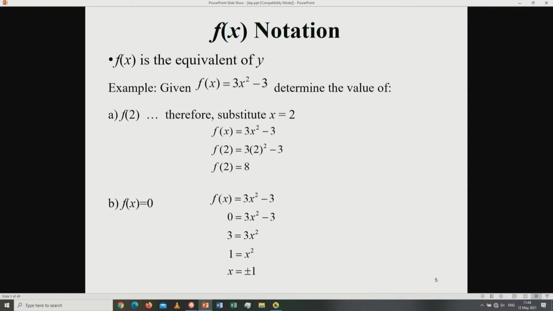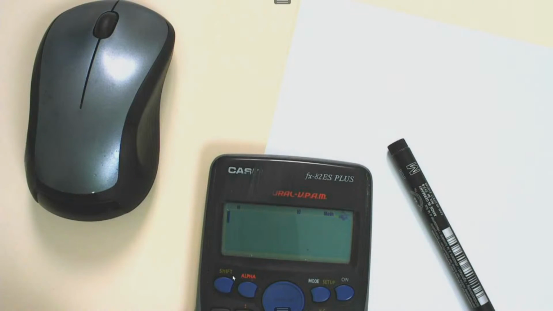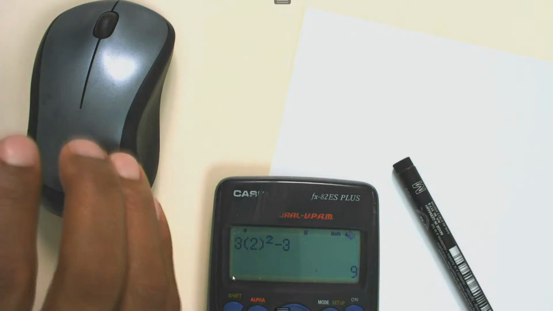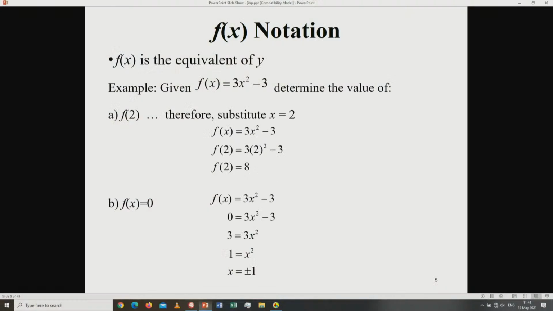Yes, I just want us to verify that 3 into (2) all squared, then minus 3. Yes, it's supposed to be 9. I just felt that this one is supposed to be 9 and not 8. Please, just take note of that. F(2) here is equal to 9, not 8. Okay, thank you very much.